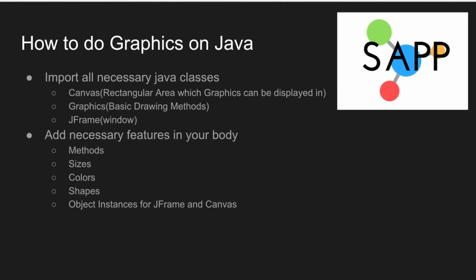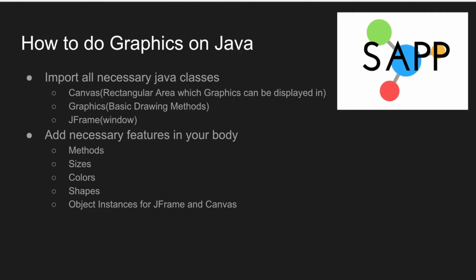And finally, how to do graphics in Java. First you have to import all the necessary Java classes. Some Java classes that I usually import are Canvas, Graphics, and JFrame. JFrame is for the framed window. Graphics is for the basic drawing methods, like draw, fill, etc. And Canvas is for the area where the graphics can be displayed, which is very helpful so it can actually be shown on the console.